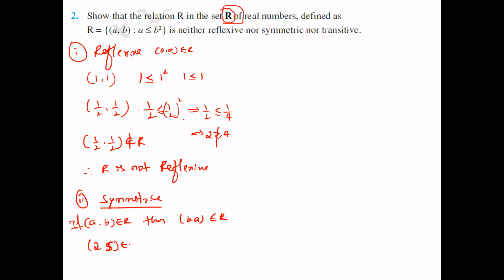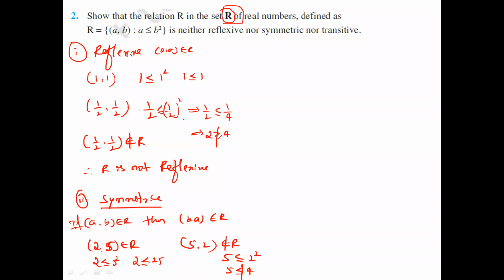I'll take (2, 5) belongs to R. (2, 5) means 2 is less than or equal to 5 square. Now 5 square means 25. 2 is less than 25, yes. So you can take (2, 5). What about the next one? You have to check (5, 2). Now (5, 2) means 5 is less than or equal to 2 square. So 5 is less than or equal to 4? No, it does not. So this one does not belong to R.